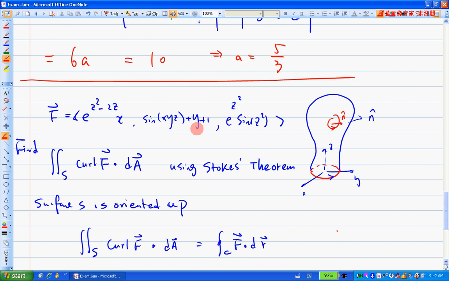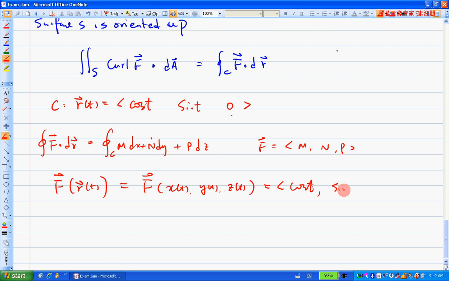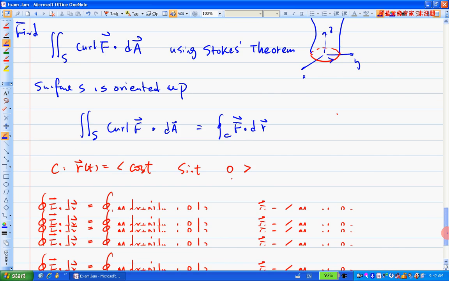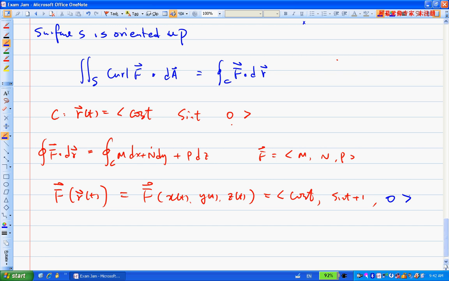And y is sine t. So you only have this here. And then the last one is e to the power of 0, sine of 0. So this whole term is 0. That's basically, you see now, the F, which looks scary, but when it comes to the line integral over the curve, it becomes a beautiful thing here.